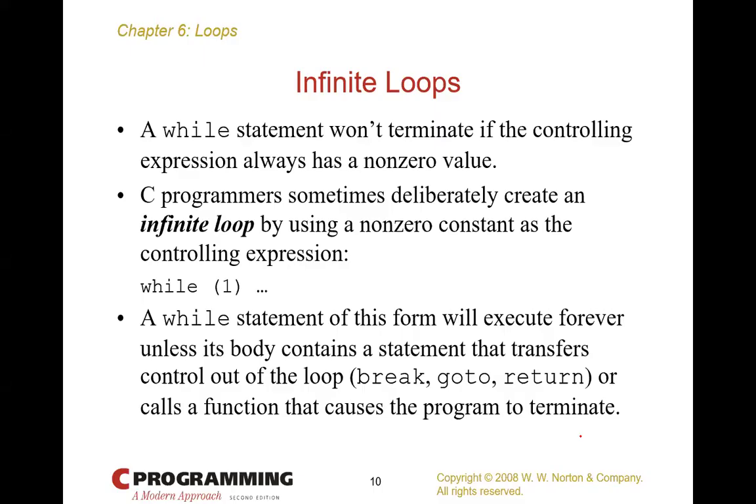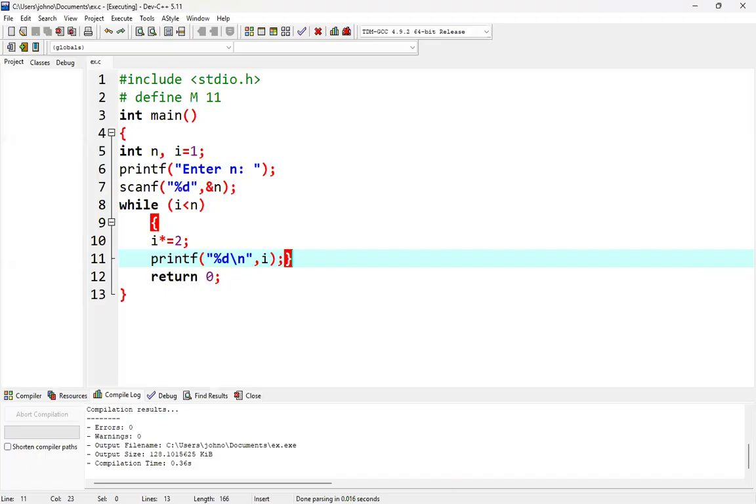Infinite loops. A while statement won't terminate if the controlling expression has a non-zero value. And so if you have a while loop whose controlling expression would never become zero, then the while loop also would never stop. So here we say i is less than n. It means something must change i to not be less than n, or something must change n so that it is not greater than i. Something must change in this controlling expression.